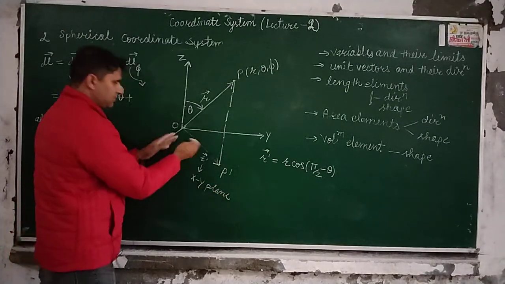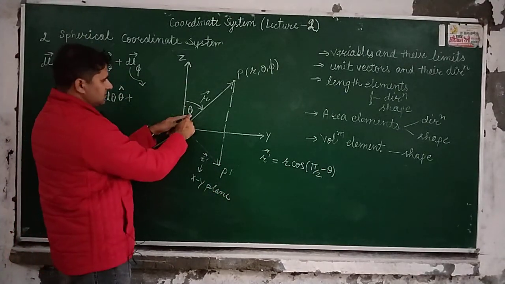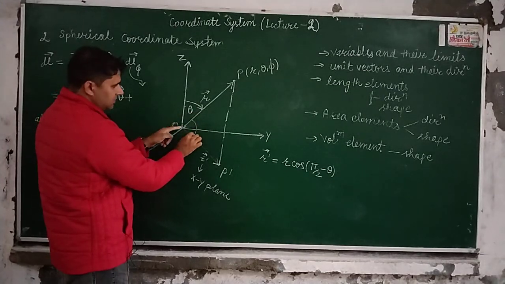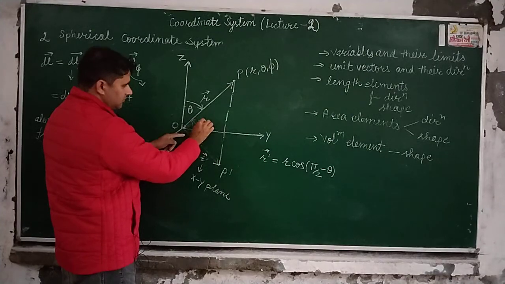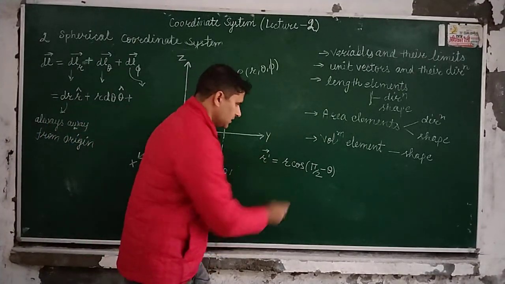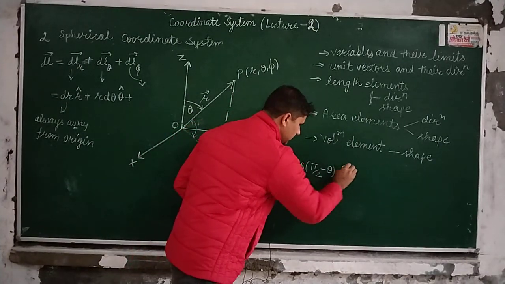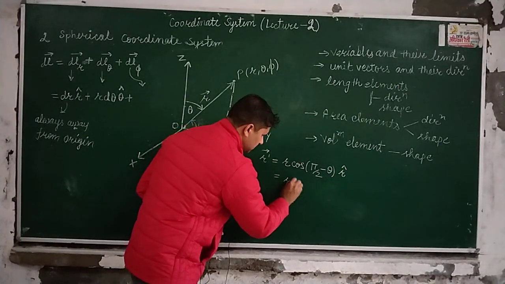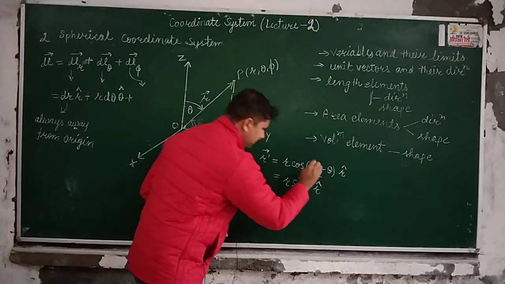Okay, the xy plane and the z axis are perpendicular to each other. So if this angle is theta, then what will be this angle? This angle will be pi by 2, that is 90 minus theta. So I have written that here, and the direction is r cap, obviously. So this is r sin theta r cap.